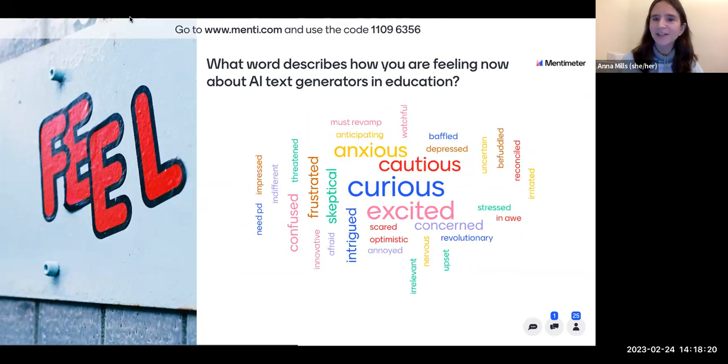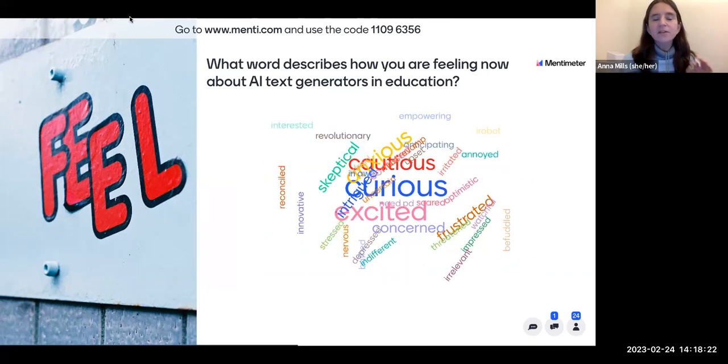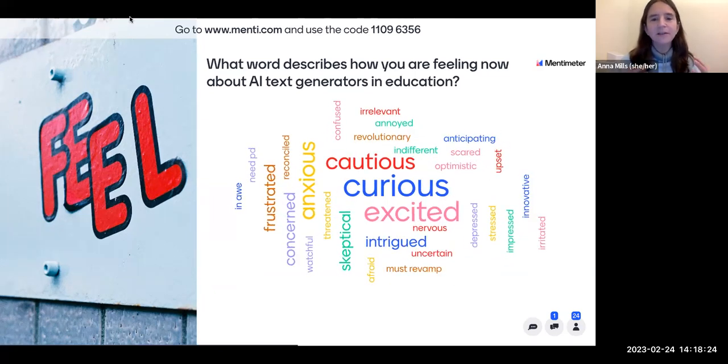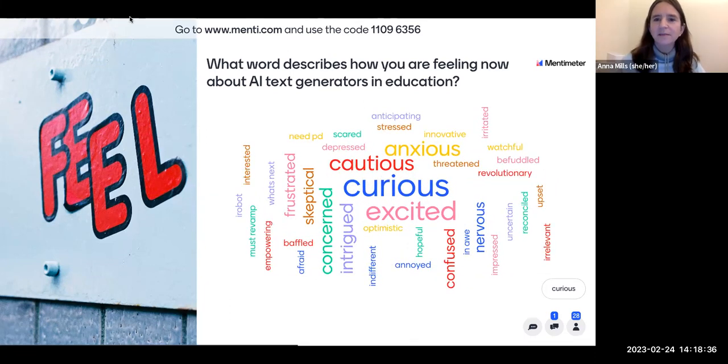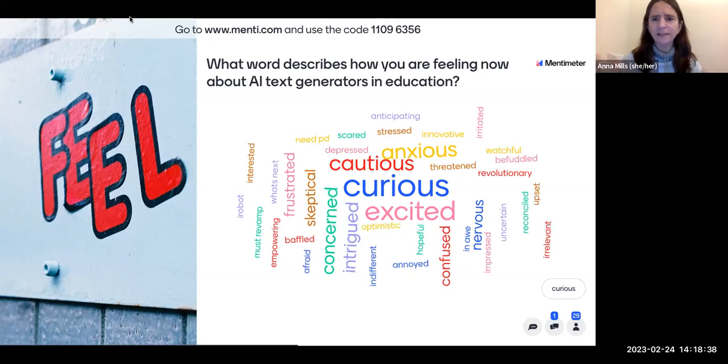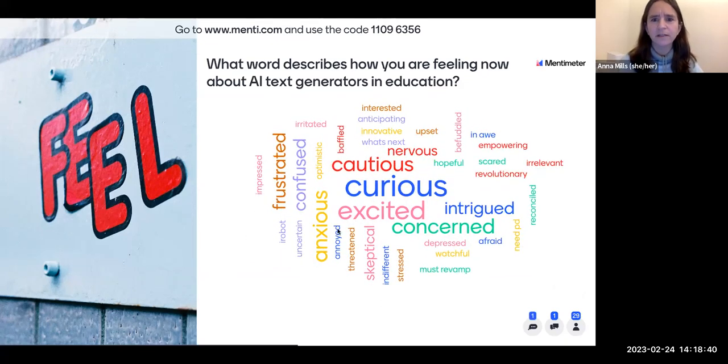Interesting. Cautious, concerned, anxious. So I've done this a number of times, and every time I see a kind of a balance of the positive and the negative in the biggest words that come up. Confused, intrigued, and for me, there's definitely a combination of those feelings.